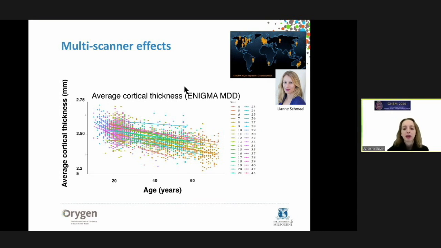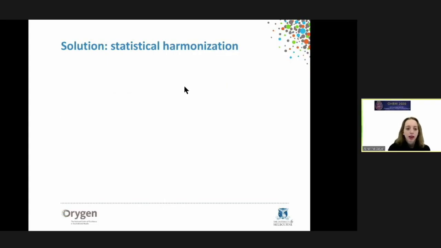Unfortunately, the machine learning techniques that we use to create those normative models pick up very easily on those site effects and induce huge biases. Thus, in order to harvest the full potential of normative modeling for the field of neuroimaging, we need to find a way to deal with those site effects. As part of my PhD, I've been working on statistical harmonization as a solution.